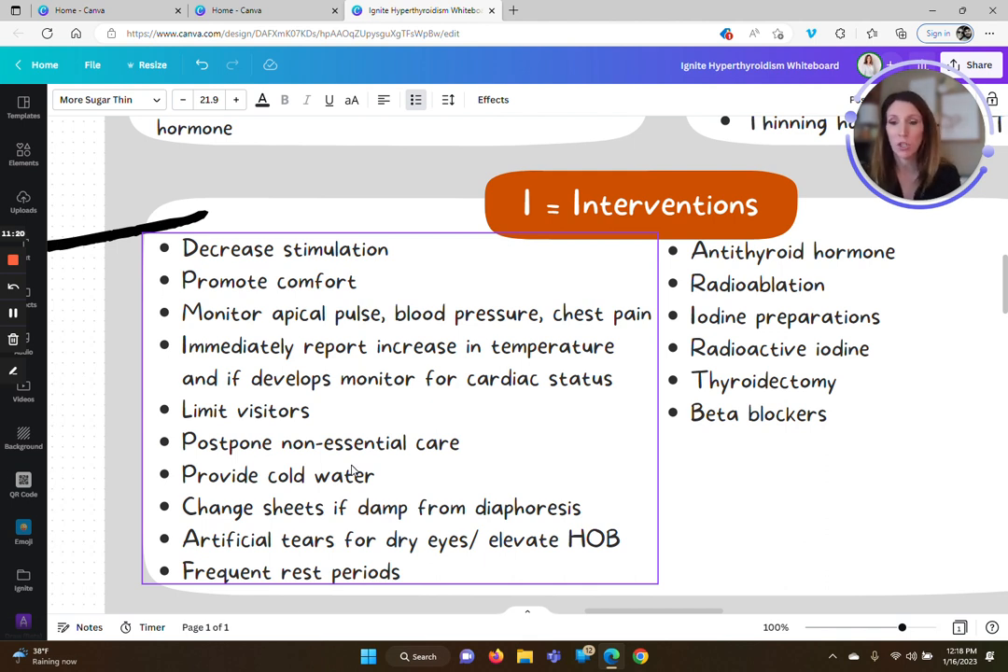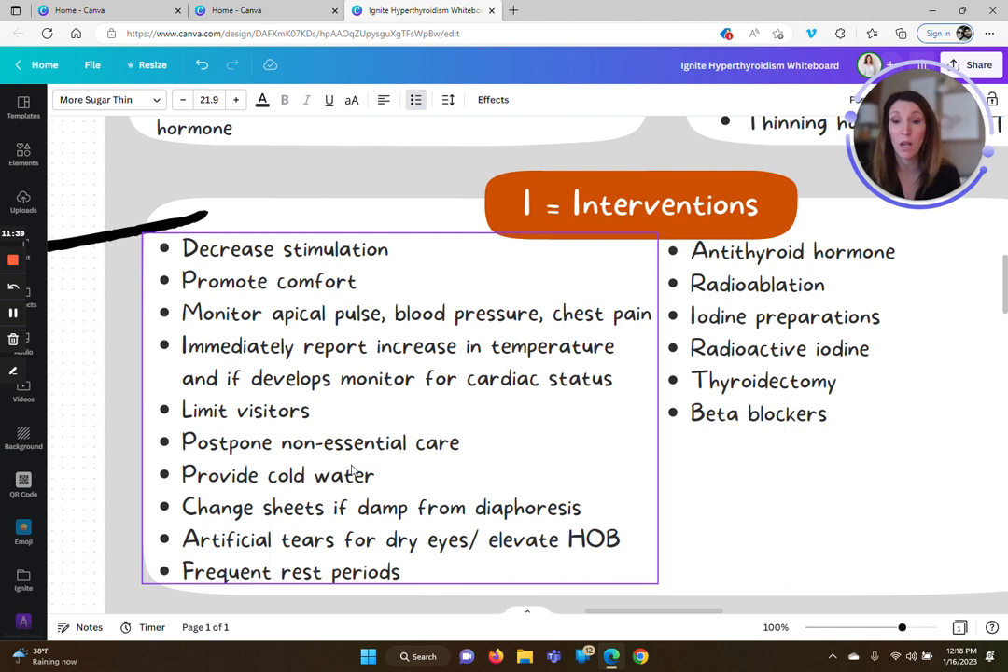And then I already said we should limit their visitors. We don't want any extra stimulation. Postpone non-essential care. Gosh, I don't know if you've ever been in the hospital, but when I had my children, there was somebody in there every 5 minutes for something or another. So if we can just limit all the people that are coming in and out of the room.